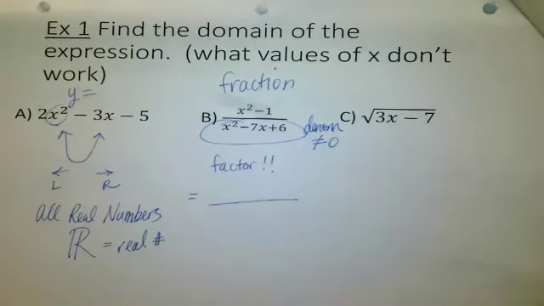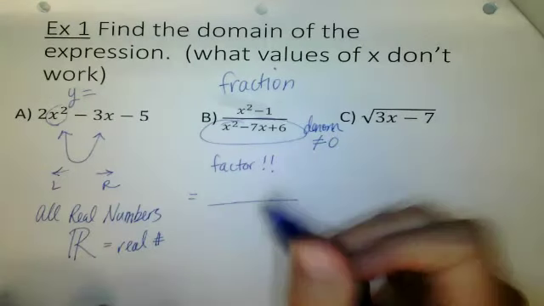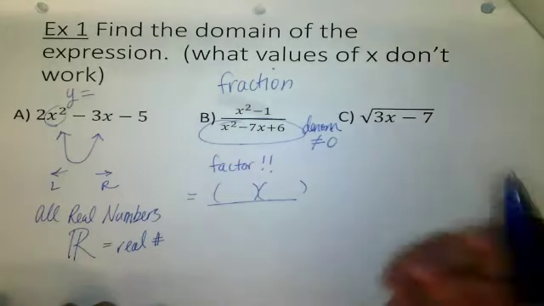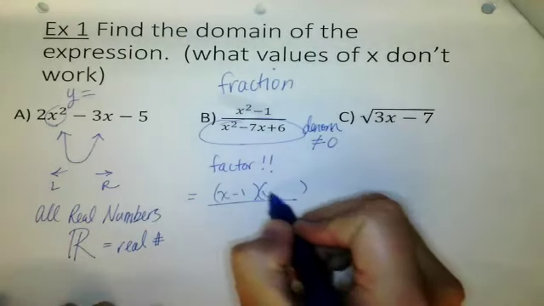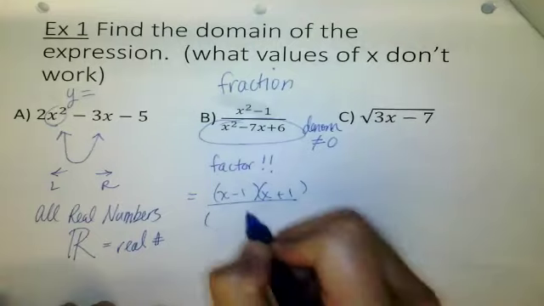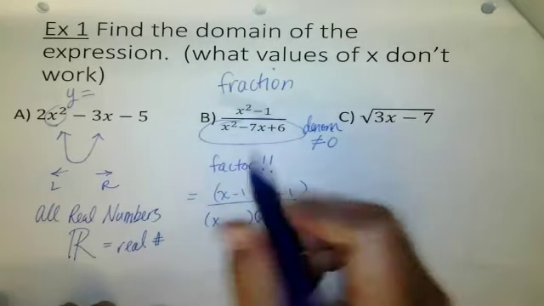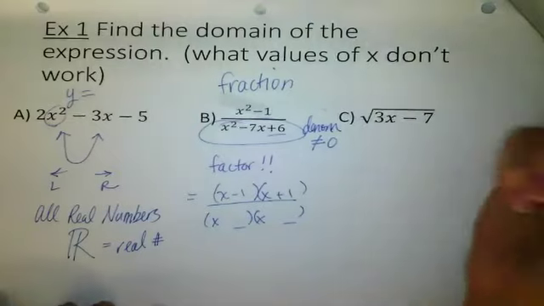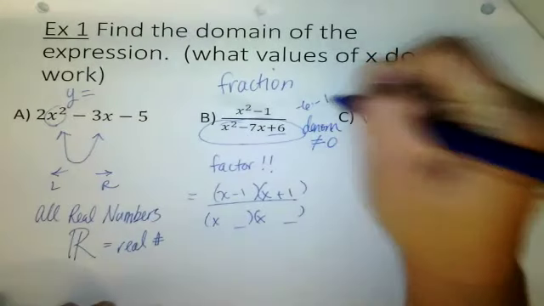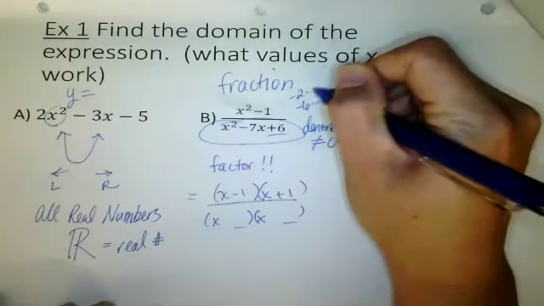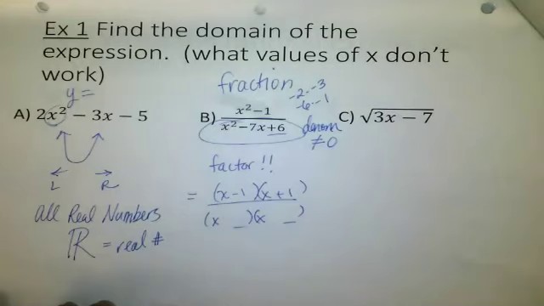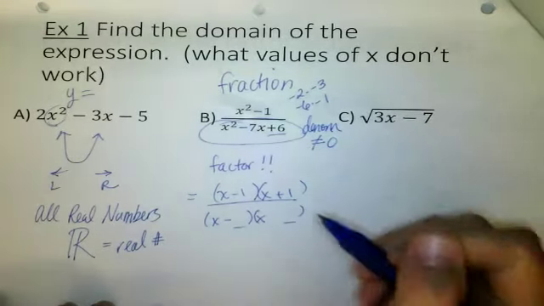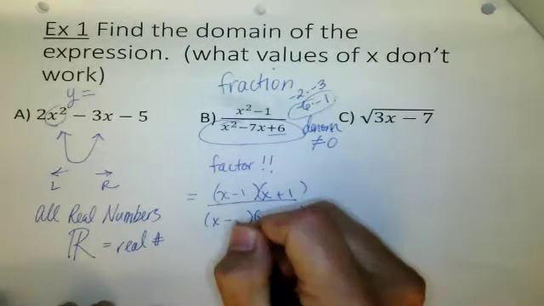It's great. Okay, so the numerator factors, doesn't it? How does that factor? Good, x minus 1, x plus 1. And our denominator factors, x times x is x squared. What times what is positive 6? Negative 6 and negative 1. Also, negative 2 and negative 3. And we're going to choose negative 1 and negative 6, right?